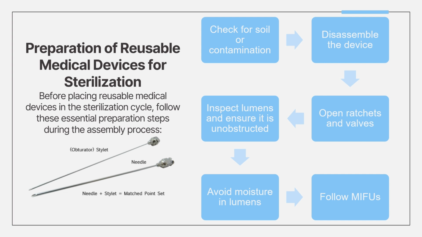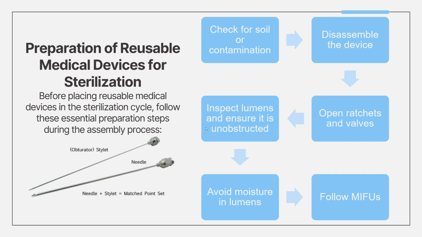And of course, you have to make sure to open ratchets and valves to allow steam access. So that's keeping, let's say, instruments like Alice forceps and scissors in the open position, so that the joints and hinges are accessed by the sterilant.